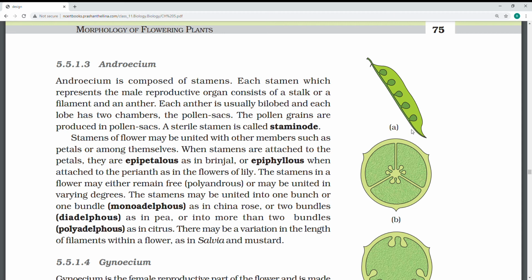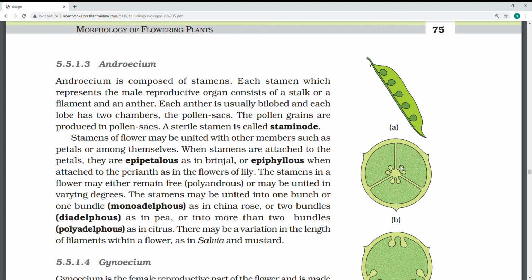The next one is called axile placentation. The ovary is multi-chambered, with particular chambers like our heart. The ovules are here, so the placenta is axile. Examples are bhindi or okra, lemon, tomato. Ovules are attached to the central axis. This is the central axis, and ovules are attached to the central axis.